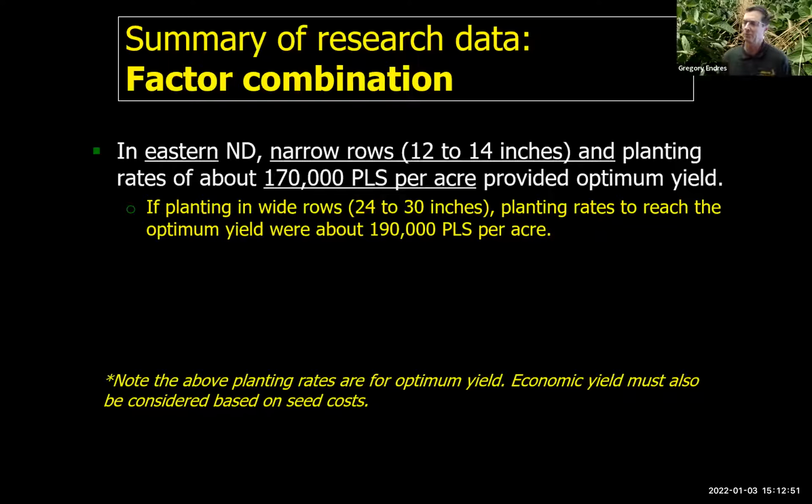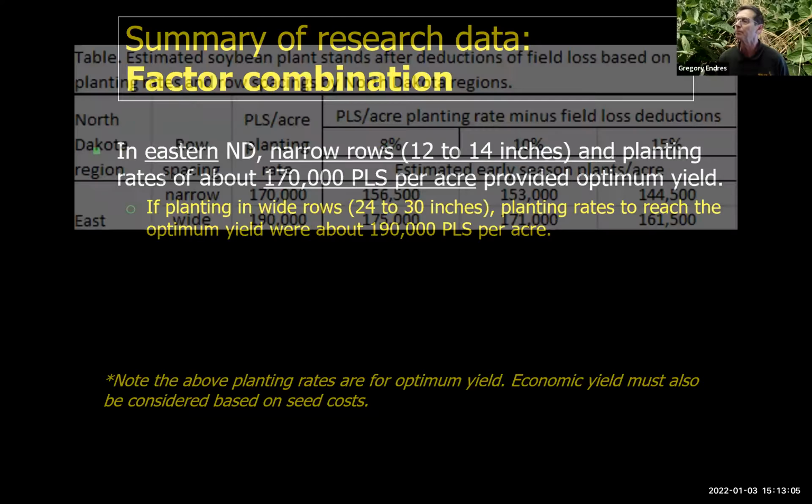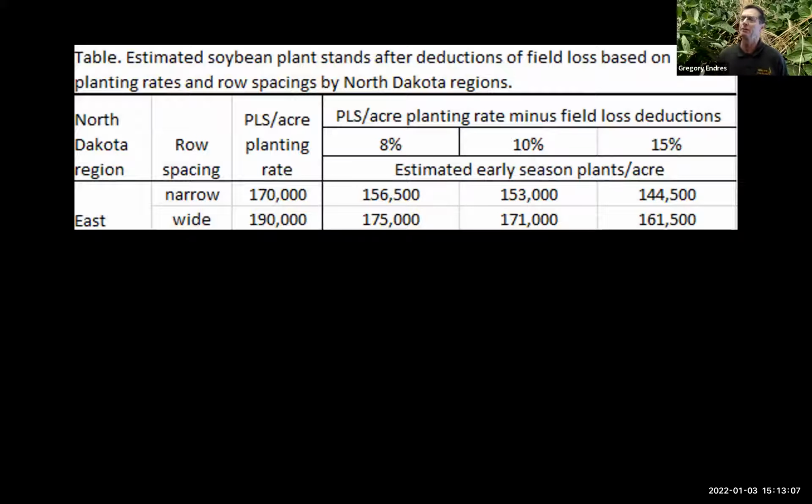Keep in mind that the above planting rates are for optimum yield. Certainly you need to consider economics, specifically seed costs, as they determine what's the best planting rate, as well as row spacing for your farm and for your fields. So the planting information for Eastern North Dakota, we'll choose the narrow row spacings, 170,000 pure live seeds per acre.